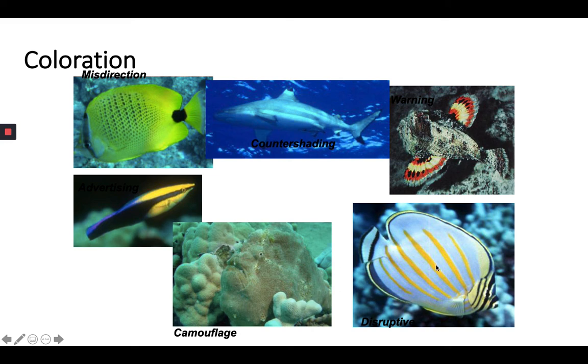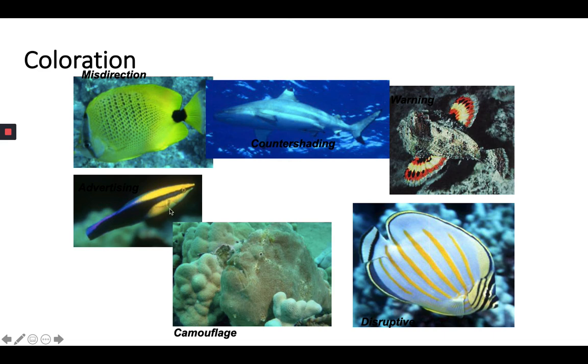Disruptive coloration is like this fish right here. It's kind of hard to tell where its head or tail is. Here's the eye here. And if you imagine this fish in the finger corals, it blends in really well. It's kind of like how a tiger can blend in the grass. Then we have the camouflage of the frogfish here.